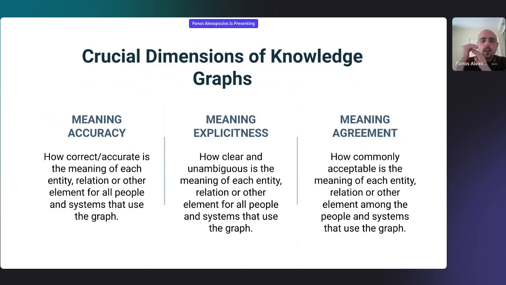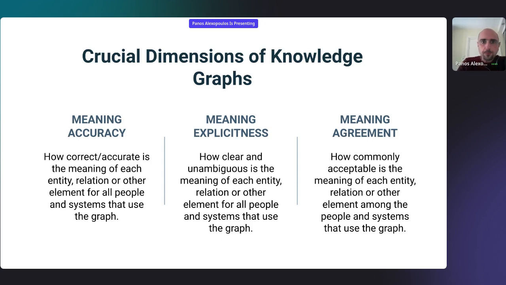That is, that any individual person or system that uses the graph can understand what its entity, relation, or other element is about. What does it mean, right? Without needing to resort to external documentation or to some other resource. And the third dimension is meaning agreement, right? How commonly acceptable is the meaning of its entity, relation, or other element of the graph among people and systems that use it.